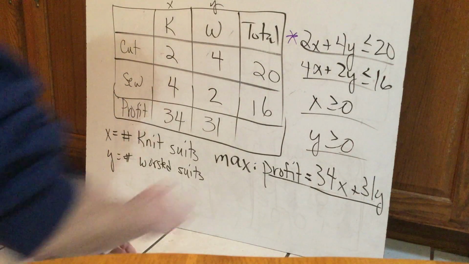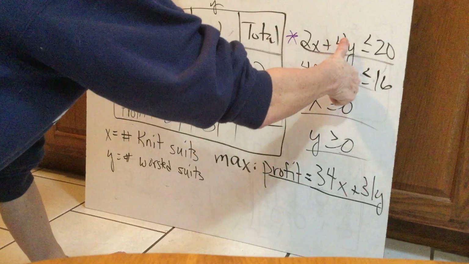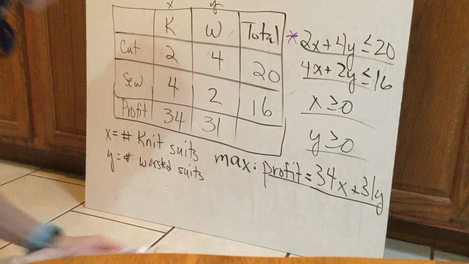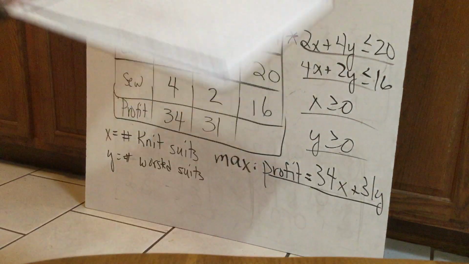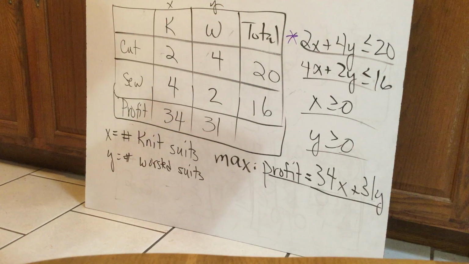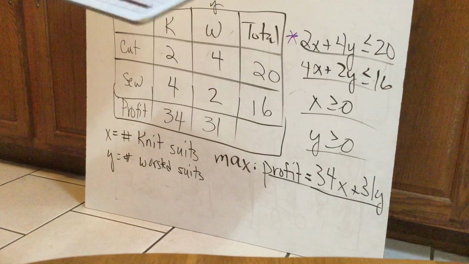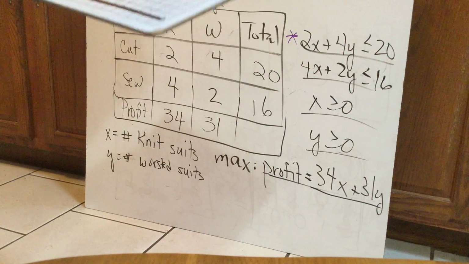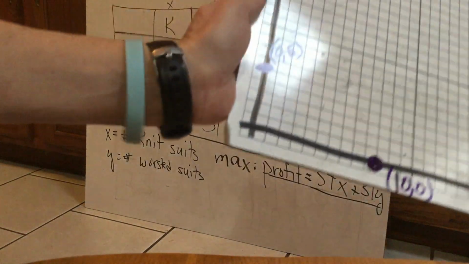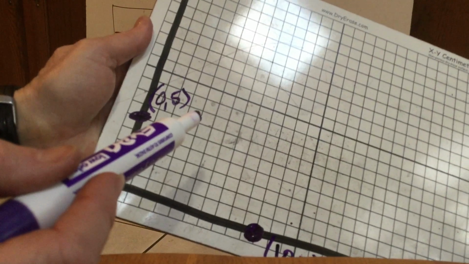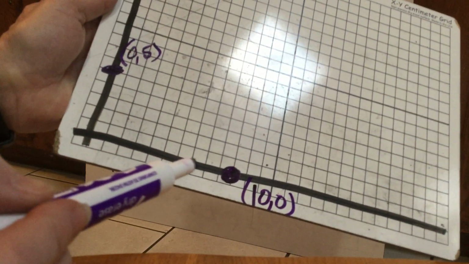Now, I'm going to let Y be 0. I'm going to cover up this Y. So X must be 10. So 1, 2, 3, 4, 5, 6, 7, 8, 9, 10. Now I am plotting the point 10, 0. So I've plotted the point 0, 5, and I've plotted the point 10, 0.